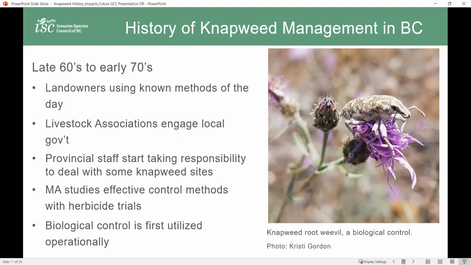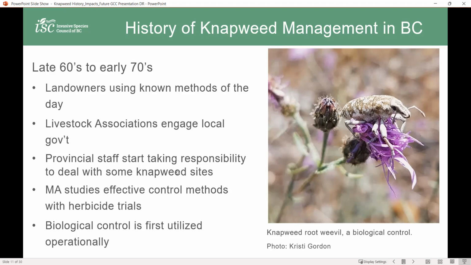Landowners were using the known methods of the day, which were typically, we still use them today, manual control, pulling the weeds out. But maybe they were also using other methods like burning the knapweed, which they didn't realize was probably doing more destruction and causing a more harmful effect on the native grasses than actually having a big impact on the knapweed. We know that burning knapweed does not control it, it being a deep-rooted perennial.